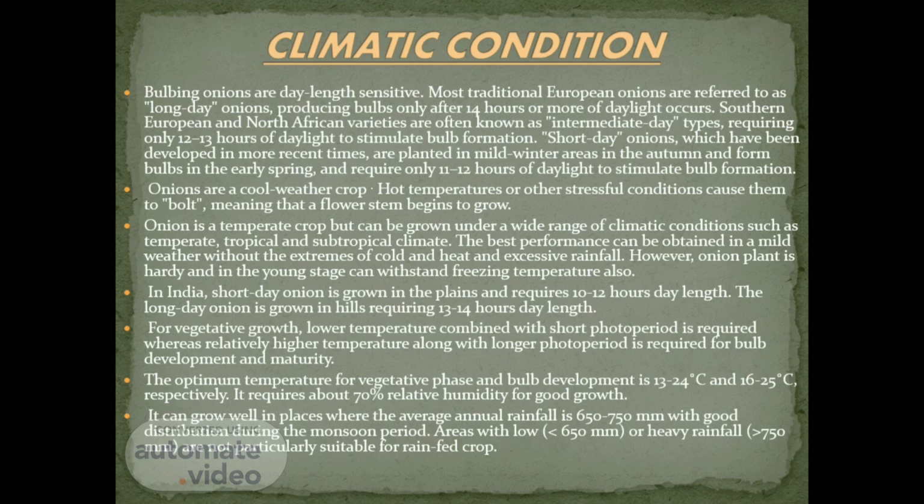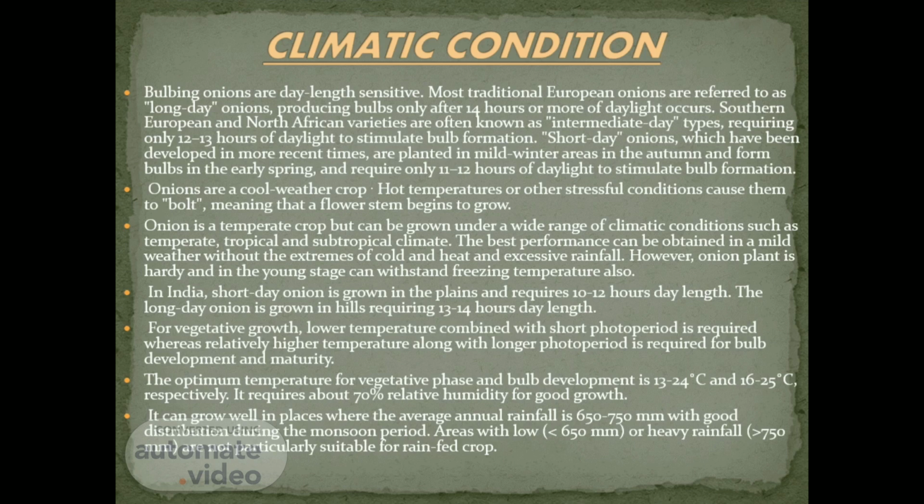In India, short day onion is grown in the plains and requires 10 to 12 hours day length. The long day onion is grown in hills requiring 13 to 14 hours day length. For vegetative growth, lower temperature combined with short photoperiod is required, whereas relatively higher temperature along with longer photoperiod is required for bulb development and maturity.